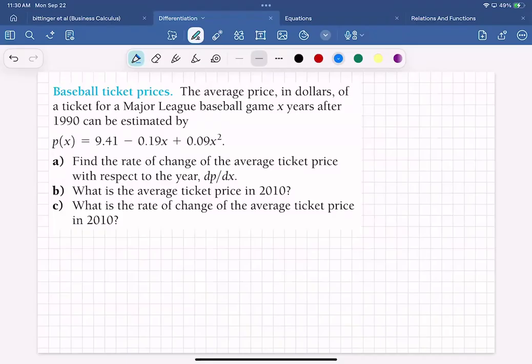If you don't want to have to write the whole thing down, feel free to take a picture. But make sure you see here, though, that this is saying that if we look at the average price of tickets from 1990 moving forward, we can use this function to model the change in ticket price.